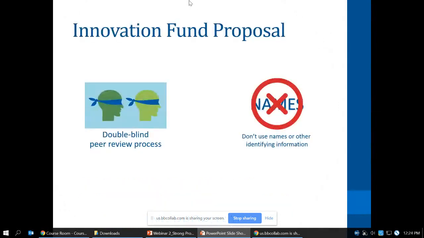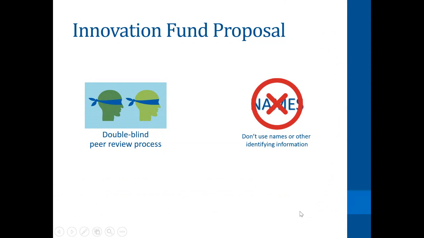Hi, everybody. So we're going to go over some of the technical aspects of any proposal, and then some specifics with the Innovation Fund proposal. Just note that it is a double-blind peer review process that we're going to go through for the Innovation Fund. So you're going to try to avoid using names in your proposal or any identifying information. So the reviewer is really judging your project and not necessarily who you are, who's proposing. We're trying to limit that a little bit.